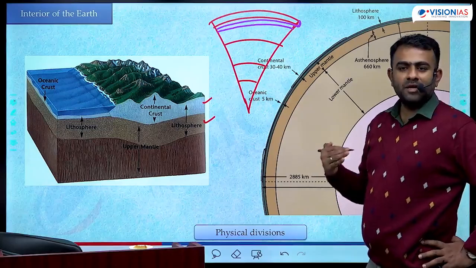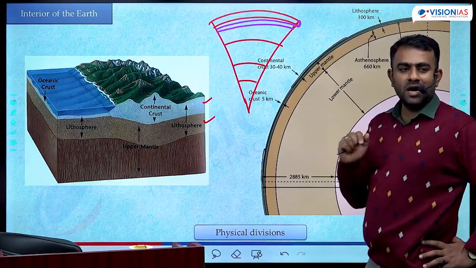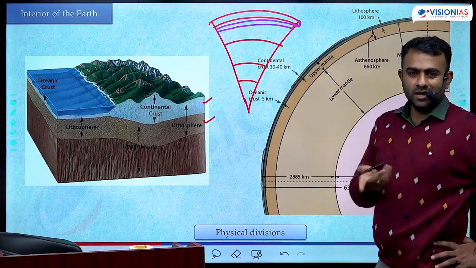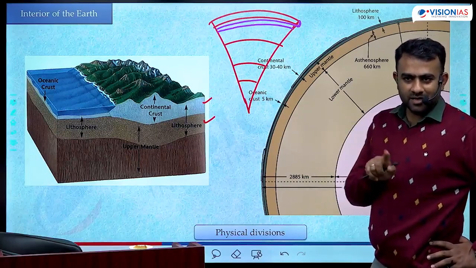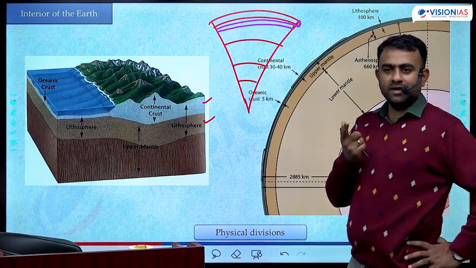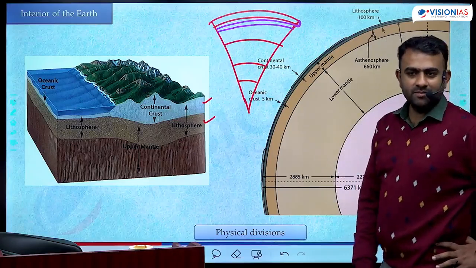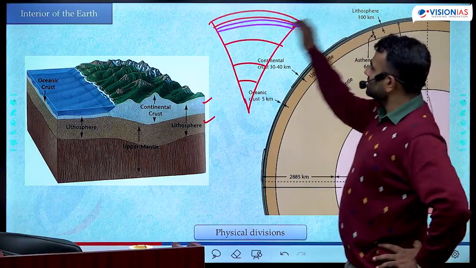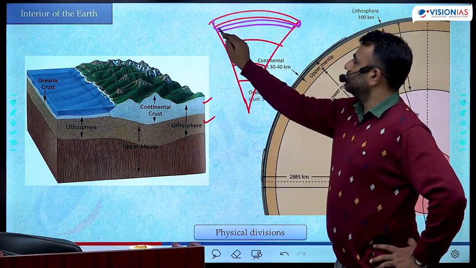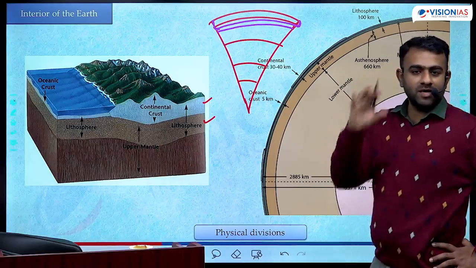Because upper part of upper mantle behaves like a crust. It is hard and rigid like crust. Chemically it is made up of mantle material, but physically it is behaving like a crust. That is why it is part of the same layer. Together it is called as lithosphere. Crust plus upper part of upper mantle.